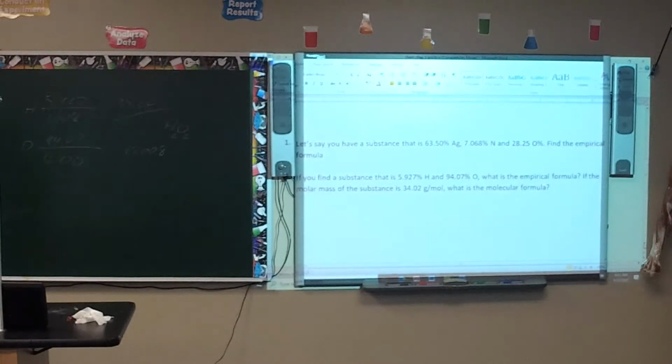So if I'm going from grams to moles or moles to mass, what do we call that? Let's start with M. Mass per mole. Molar mass, correct. Molar mass.